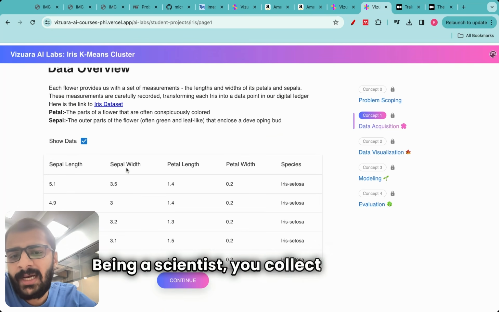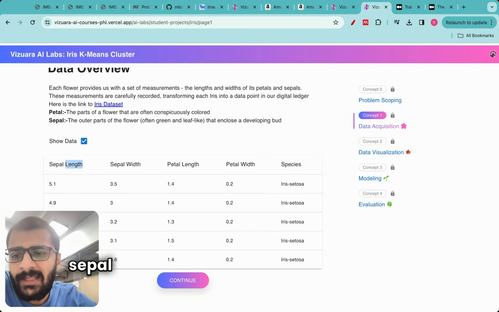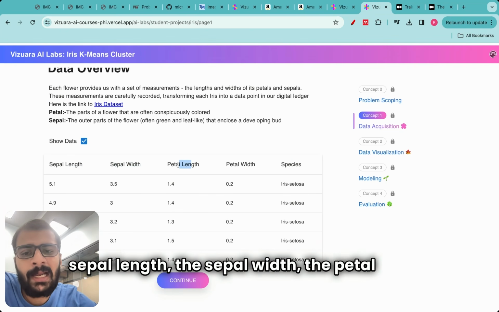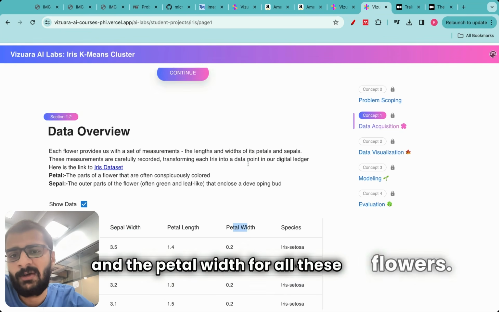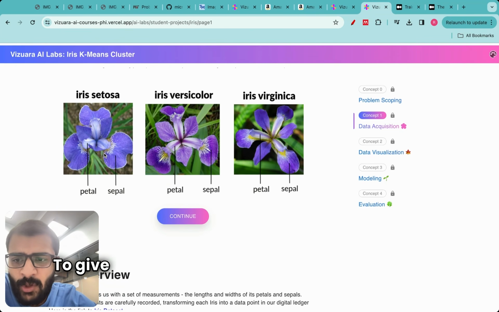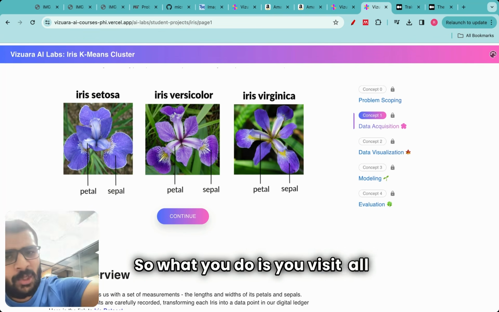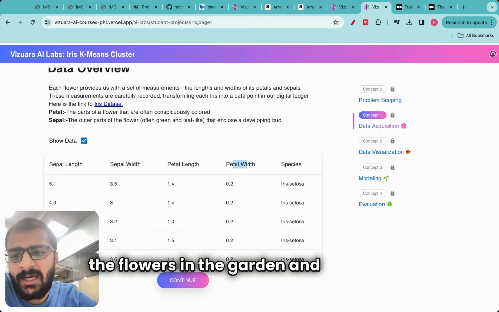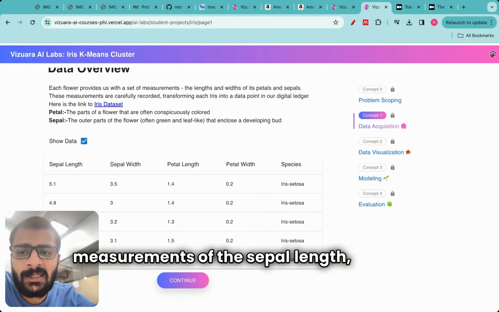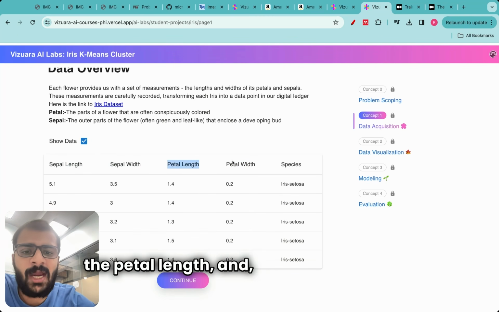Being a scientist, you collect data of the sepal length, the sepal width, the petal length, and the petal width for all these flowers. To give you an understanding, this is what a petal looks like, and this is what a sepal looks like. So what you do is you visit all the flowers in the garden, and you collect measurements of the sepal length, the sepal width, the petal length, and the petal width.